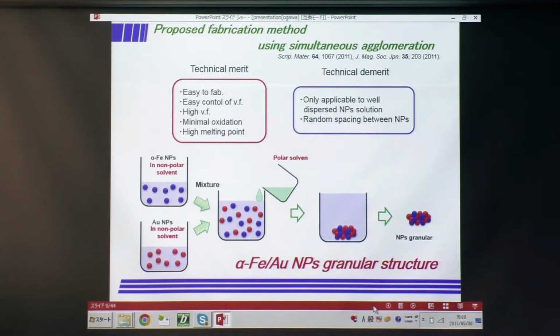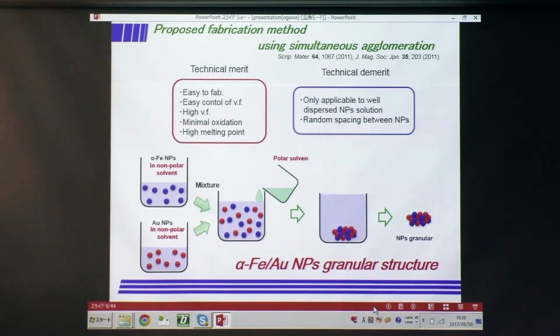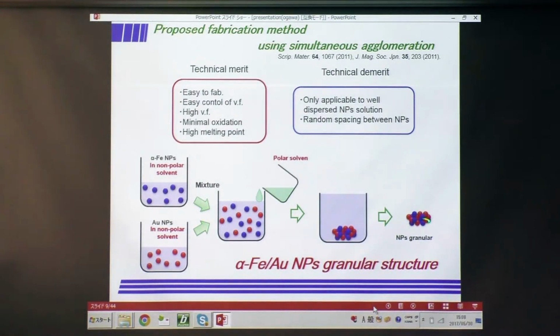Simply saying, we prepare two well-dispersed nanoparticle solutions, an alpha iron nanoparticle solution and a gold nanoparticle solution, and mix them with the desired volume fraction. Then polar solvent is added to the solution and they rapidly coagulate with each other, and then the solvent is dried out. We can get a granular structure of alpha iron and gold nanoparticles.